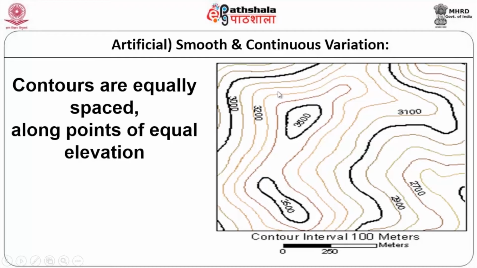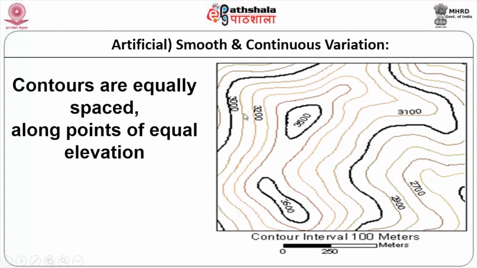So, this is your smooth and continuous variation, otherwise we call it artificial smooth and continuous variation of your contours. And you know that, as I already told you, this is how a contour is there. A contour can never intersect with one another.